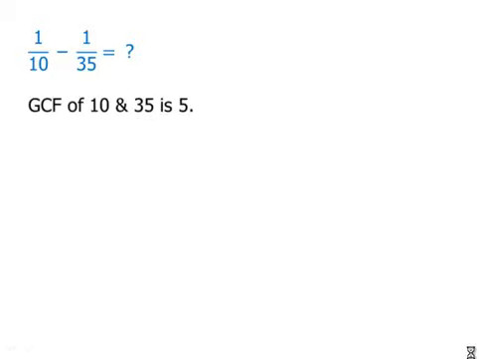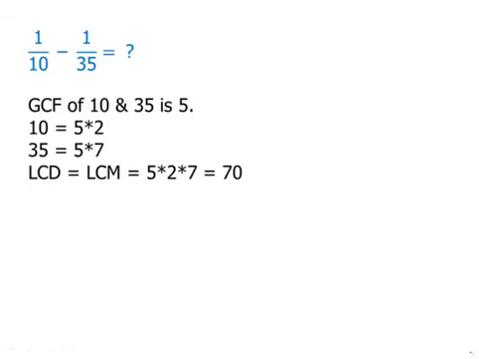So the first thing we're going to do is find the greatest common factor. And again, for the greatest common factor here, you should not need a procedure. Just with number sense, you should be able to see that the greatest common factor is 5. Clearly, 10 is 5 times 2, 35 is 5 times 7. Multiply those three factors, and we get 70. That is the least common multiple, which is the least common denominator. 70 is the least common denominator.